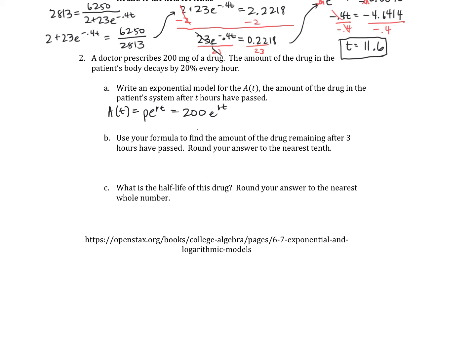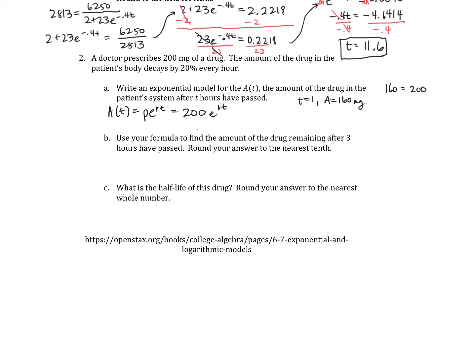Now what we want to do is use the fact that we know it decays by 20% every hour. So when T is 1, after 1 hour, 20% of the 200 milligrams will have decayed. So 20% of 200 is 40. So 200 minus 40 is 160. So after 1 hour, there will be 160 milligrams left in the body. So we're going to use that.